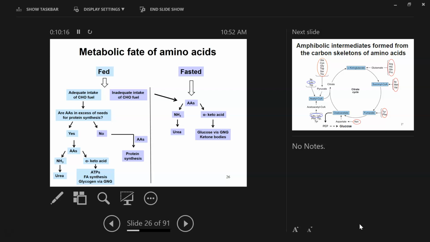So under the fed condition, it also depends on the abundance of amino acids in the body, whether we have abundant amino acids or insufficient amino acids, then amino acids will be metabolized differently, right? And also under the fasting condition, if we don't have enough calorie intake from carbohydrate, then amino acids will be catabolized, used for synthesis of glucose under the fasting condition, right?